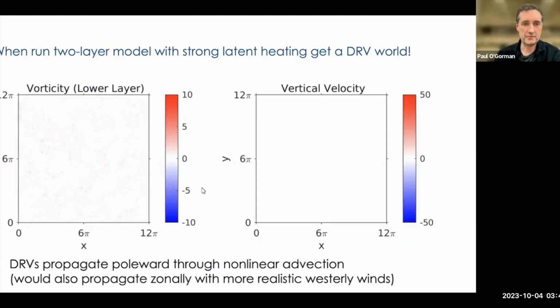Let me try and show you a movie of how this works. So now this is all for R equals 0.01, so very strong latent heating. The vorticity in the lower layer is on the left, vertical velocity on the right.